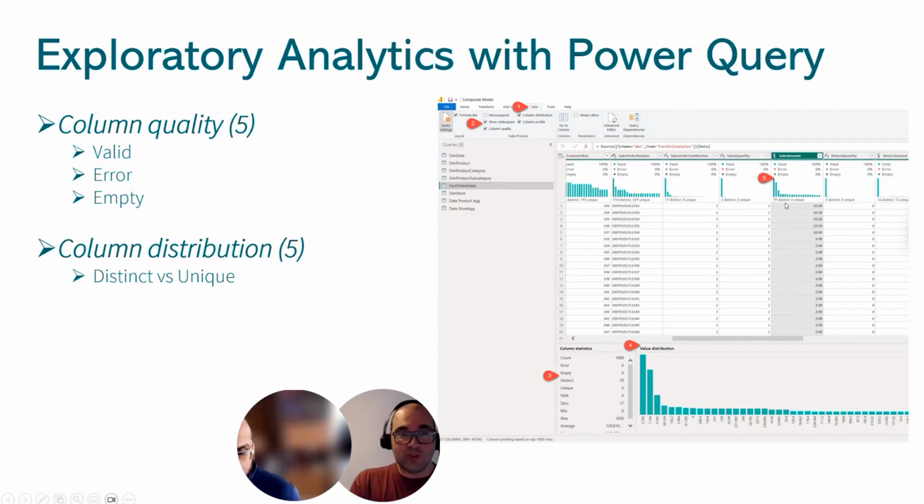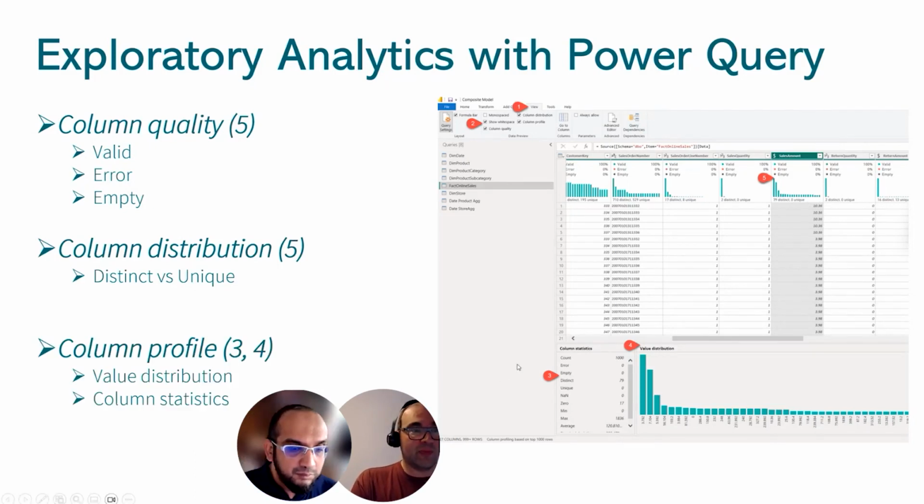Then also column distribution. This is this nice bar chart that shows you how many distinct values, how many unique values you have in this specific column. And finally, column profile. When you turn this option here on the top, you will get information about the value distribution and column statistics for this specific column. In this case, this is sales amount.